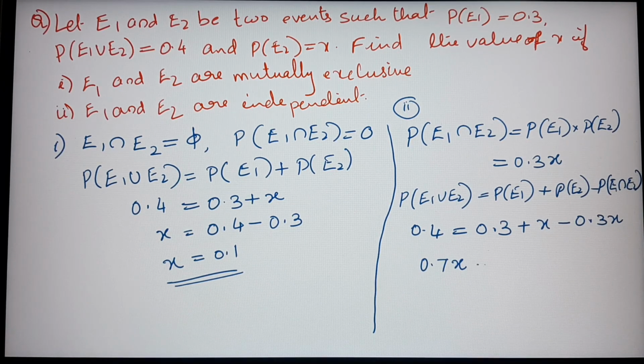When simplifying we get 0.7x equal to 0.1. So x is equal to 0.1 divided by 0.7 which is equal to 1 by 7. Therefore, when E1 and E2 are independent events, x is equal to 1 by 7.